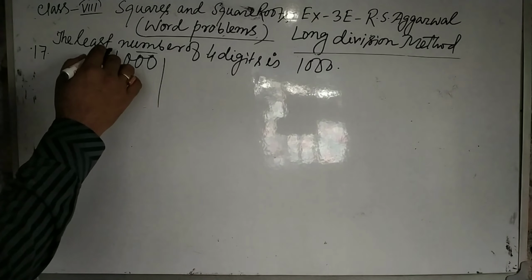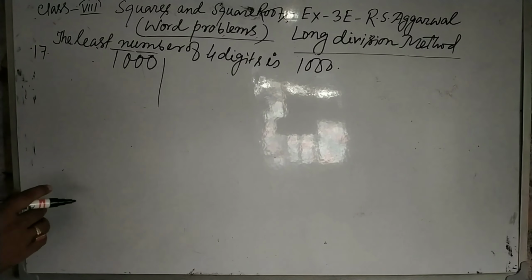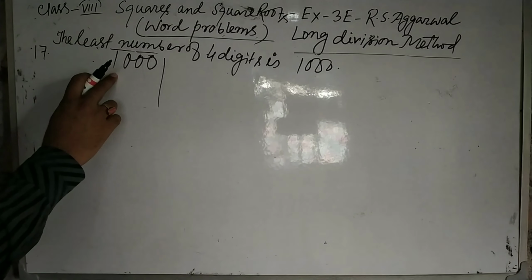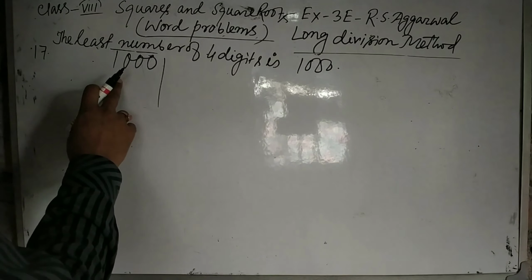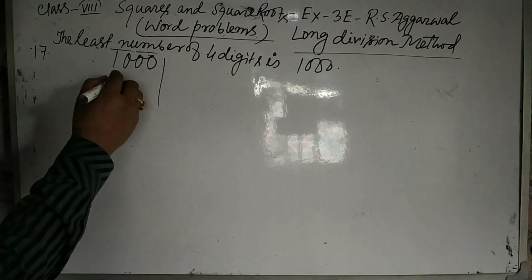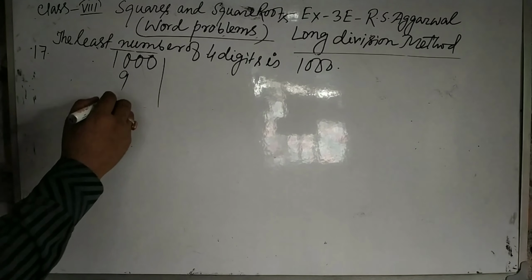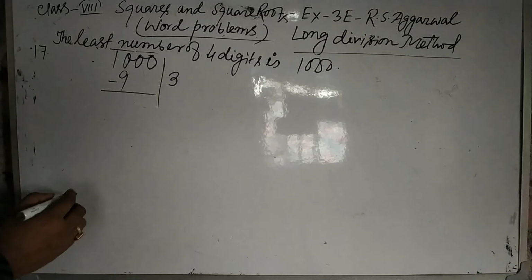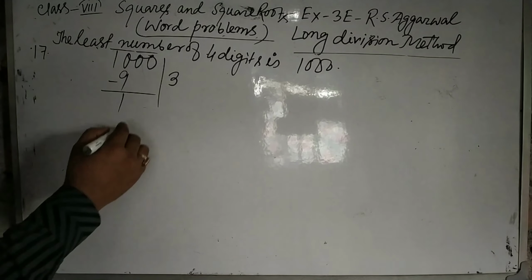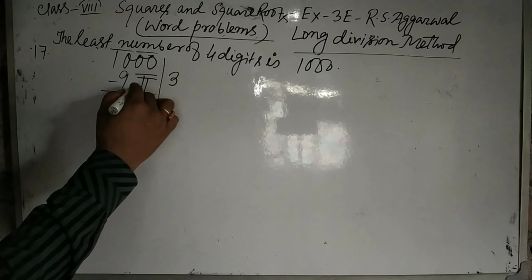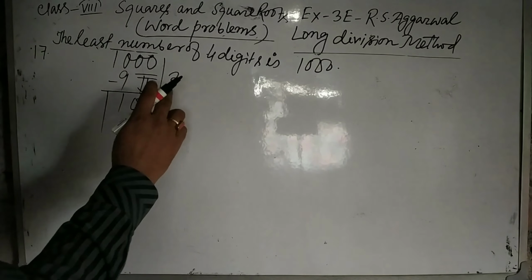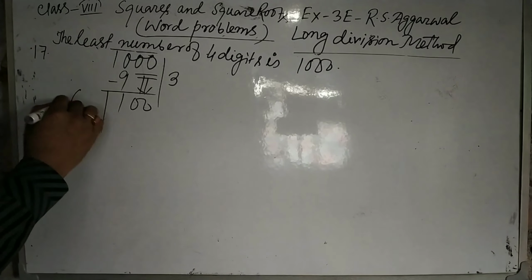Make group of two numbers starting from the end. So 00 and 10 are two groups. First number 10. This is not a perfect square number, but the nearest perfect square number but less than 10 is 9 and its square root is 3. Subtract 1, then these two zeros they will come down together, so 100. And the next step, twice of 3, that is 6.